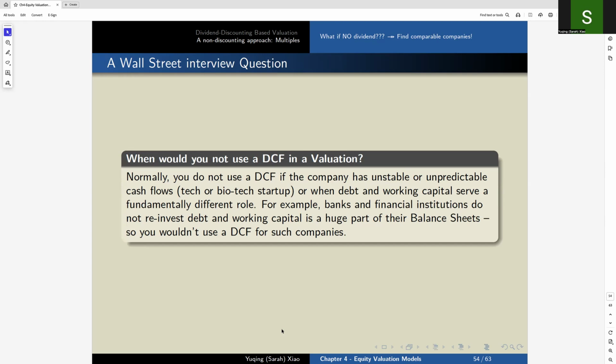This is where the discounted cash flow approach breaks down. For example, early stage tech.